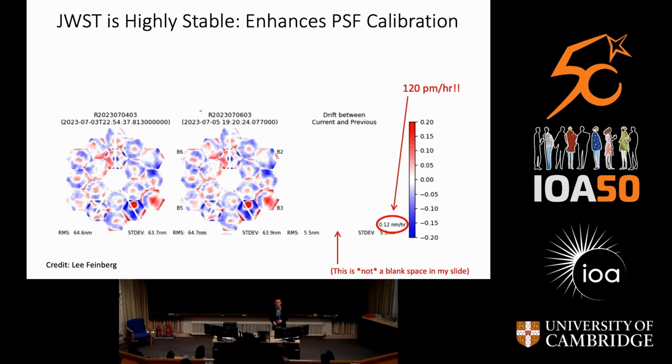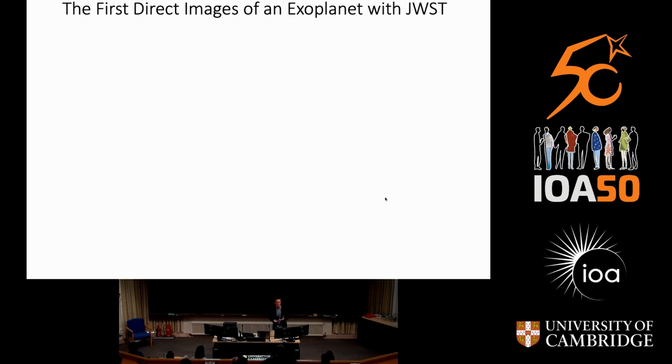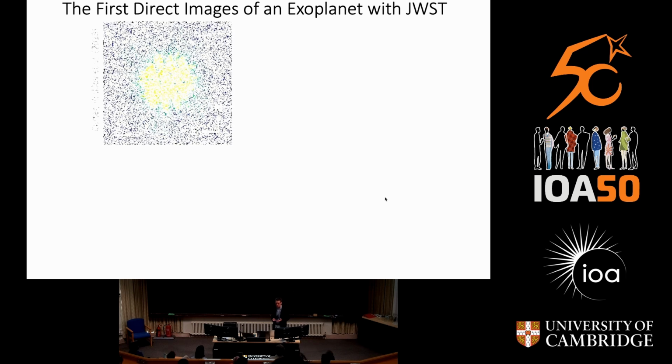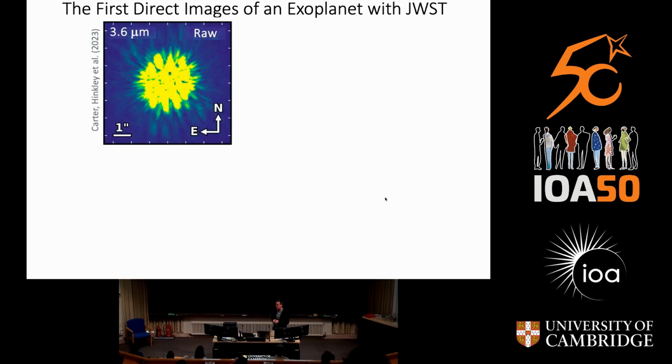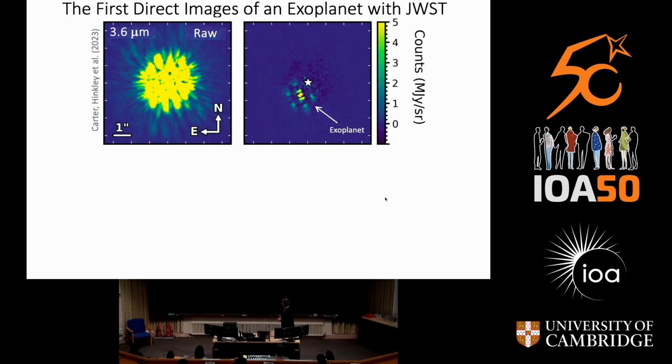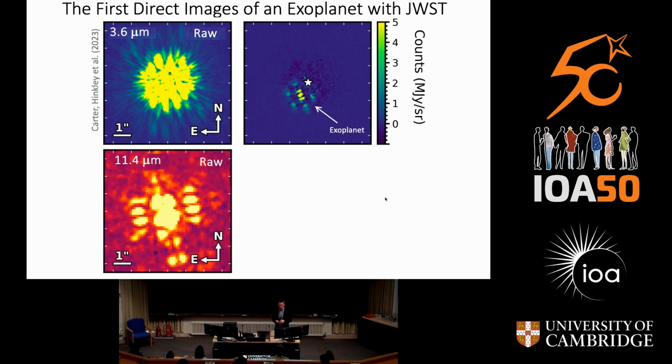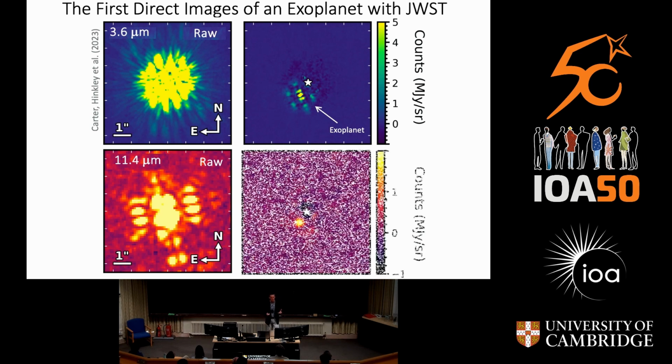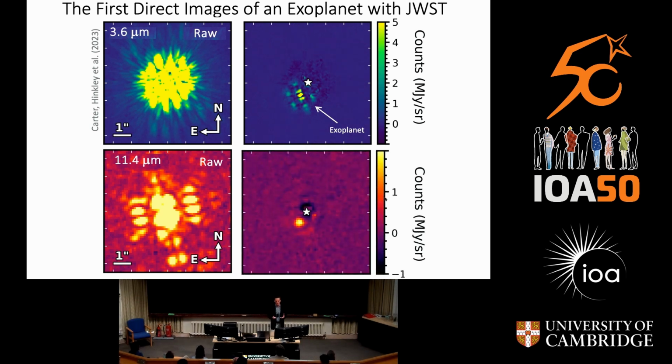observations very, very well. And that stability really has allowed us to deliver what are the first direct images of an exoplanet with JWST. So here's an image of that HIP 65426 system. We can see the coronagraph is in place, but there's still a tremendous amount of residual scattered starlight. And removing that, we actually see clear evidence of the exoplanet here with the 6-fold symmetry. When we do the same thing at 11.4 microns, we see a different pattern of residual scattered starlight, but then a very clear detection of this extrasolar planet here.